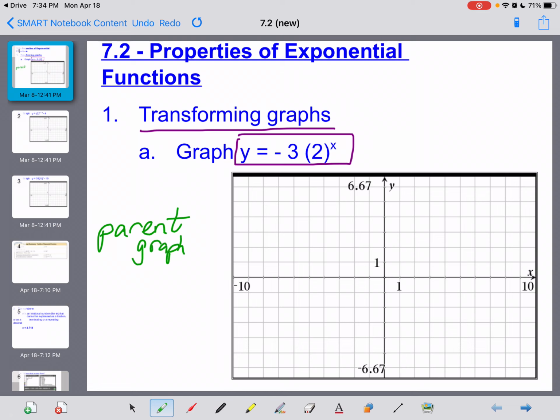Noticeably here, guys, we're going to start with a parent graph that we discussed in 7.1, and that parent graph was just y equals 2 to the x. So I'm going to draw that here with a dotted line. The important thing we learned in 7.1 is that that graph is going to pass through the point (0, 1). It's going to have a horizontal asymptote at the x-axis, and it's going to start very, very close to that x-axis. But then it's going to start to increase very, very quickly, increasing at an increasing rate.